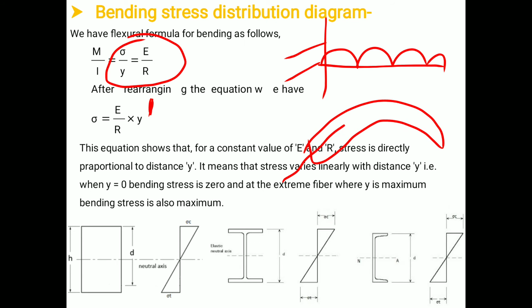Therefore, if this is the neutral axis, the layer above the neutral axis will be in tension, and the layer below the neutral axis will be in compression. This is the converse of the simply supported beam. Remember that in a simply supported beam, the layer above the neutral axis is in compression, whereas the layer below is in tension. In a cantilever beam, the layer above the neutral axis is in tension, and the layer below the neutral axis is in compression.